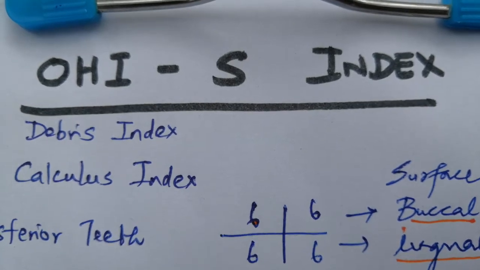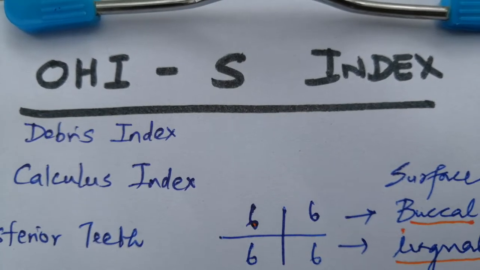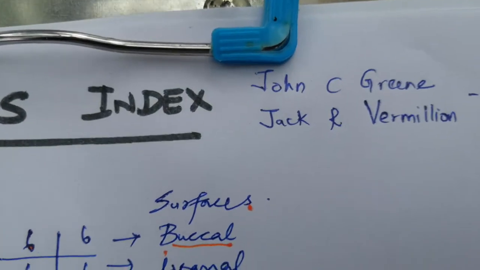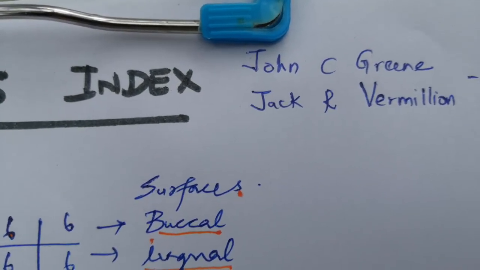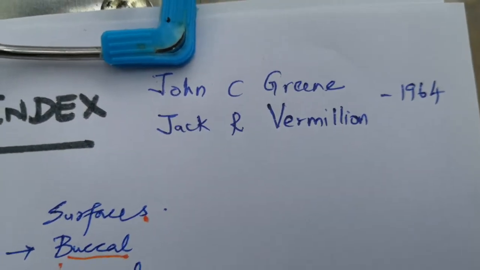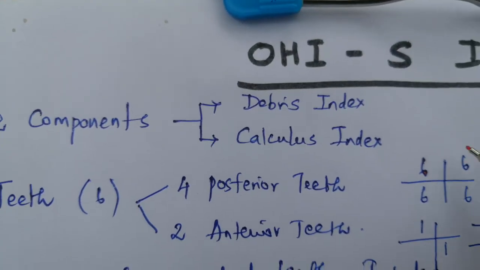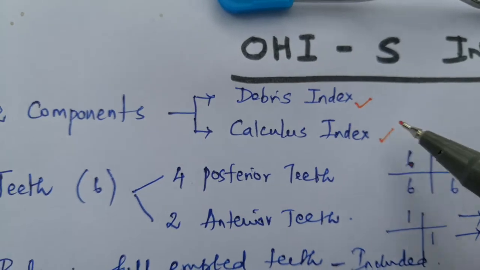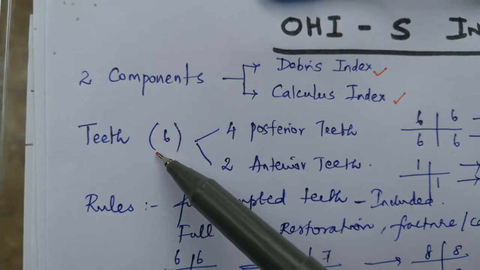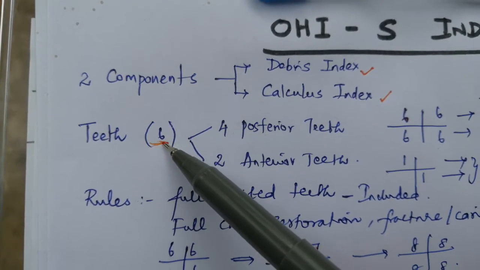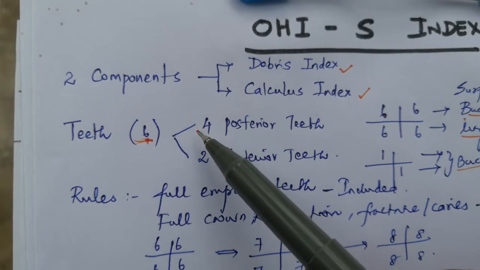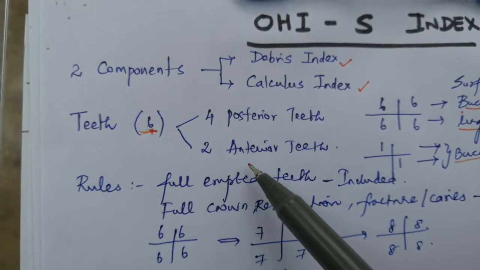This class will be on the Simplified Oral Hygiene Index, which was first formulated by John C. Greene and Jack Vermillion in the year 1964. It has two components, the Debris Index and the Calculus Index. We are going to consider only 6 teeth. Since it is a simplified form, only 6 teeth: 4 posterior teeth and 2 anterior teeth.